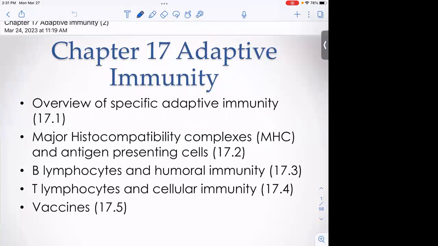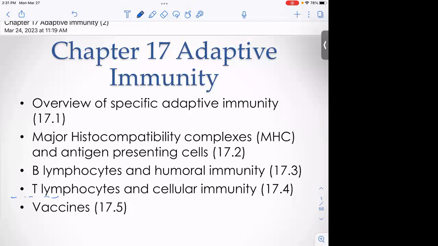Let's at least introduce our adaptive immunity. After I did this first slide, I changed the order of things that I'm going to do, so don't pay too much attention to the order here. I'm thinking we will likely not get to vaccines. I'll make a decision on that on Wednesday, but there are some questions in your homework about 17.5, and I'll probably push those off, but I'm hoping to get to the rest of the chapter.